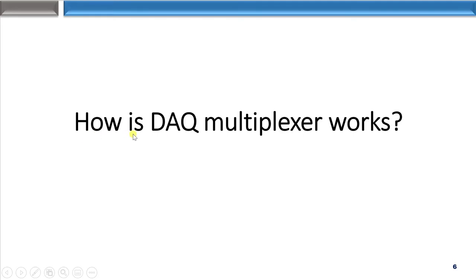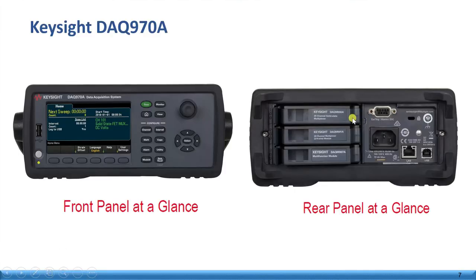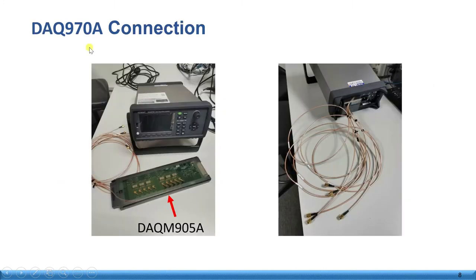Let's talk about how the DAQ multiplexer works. This is the Keysight DAQ 970A. Here is the front panel and here is the rear panel. It has three slots, meaning you can put in three different DAQ modules, for electronic or RF cables, to do the switching. Here there is the LAN cable for the connection, USB, and the power source.